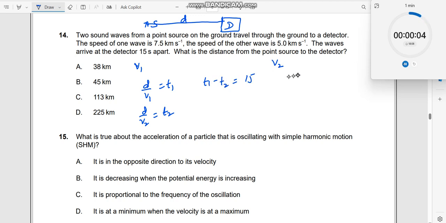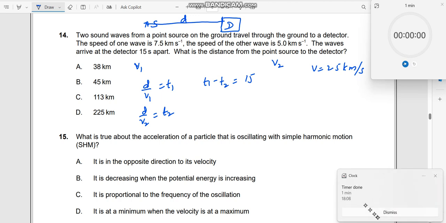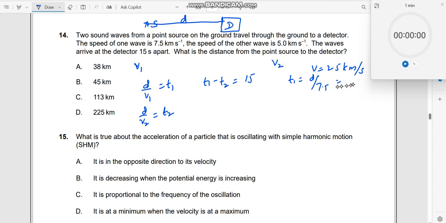Now, let me assume that v is equal to 2.5 km per second, to make calculations easier for me. So t1 will be equal to d by v1. V1 is 7.5, which is a multiple of 2.5, so it will be d by 3v. And what will be your t2? T2 will become d by 5, which is d by 2v.